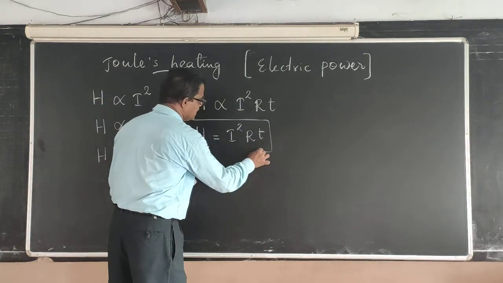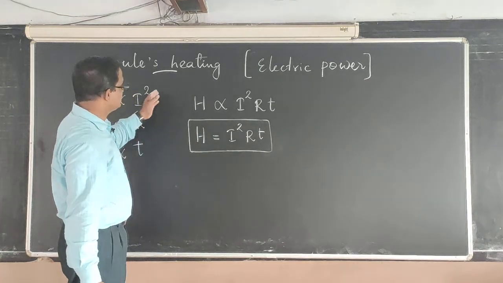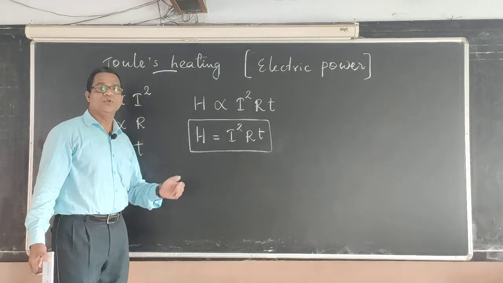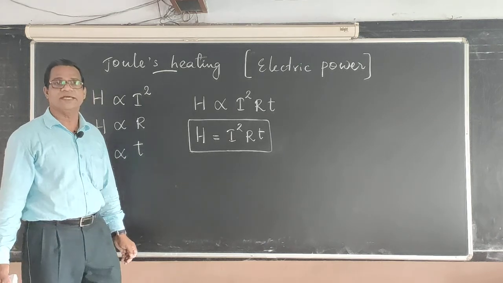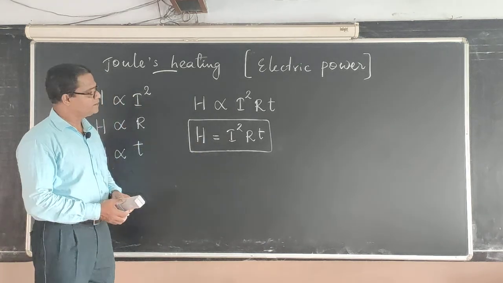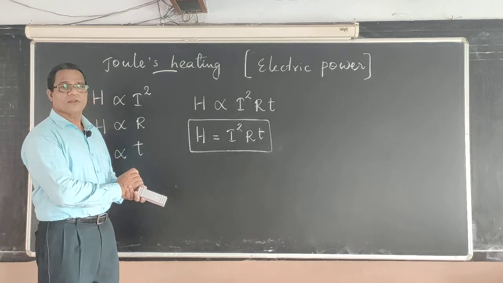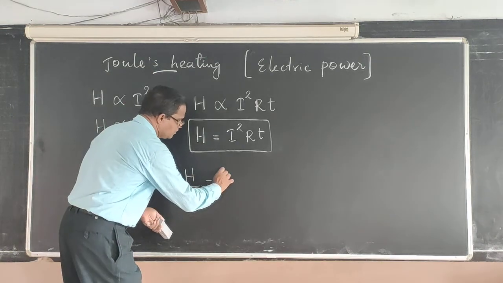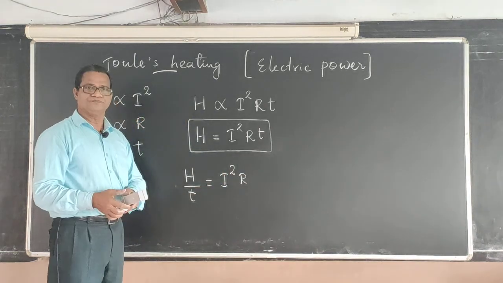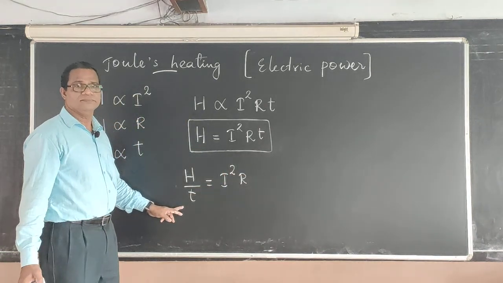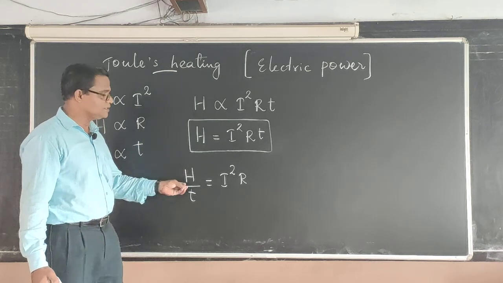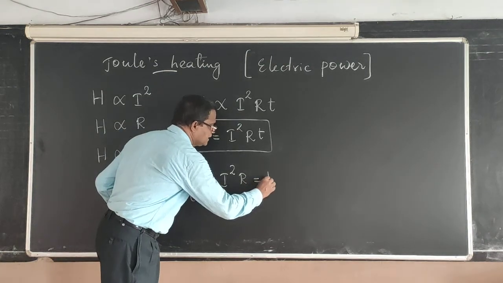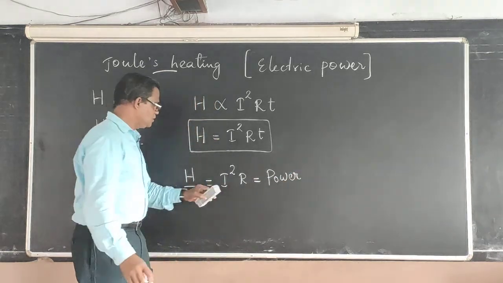So this equation is called Joule's heating equation. According to this equation, you can calculate the heating produced when the current is flowing through a resistance for a time t seconds. Very important this is. Now from this, if I take heat energy by time, it will be I squared into R. Energy by time, or rate of flow of energy, we call it power. So this is nothing but electric power. So electric power is equal to I squared R.